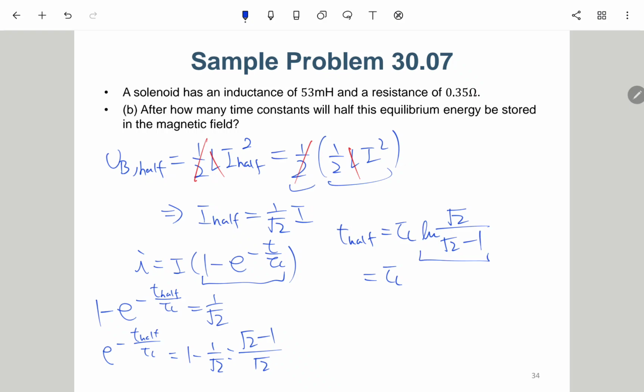So actually, this one will be like 1.23 tau L. For this one, we don't need to plug in the value to find the tau L because it just asks you how many time constant will blah blah blah blah. So we just keep how many here and then times this time constant. So the answer will be 1.23 times like this.